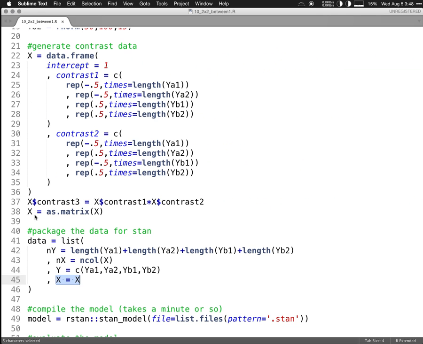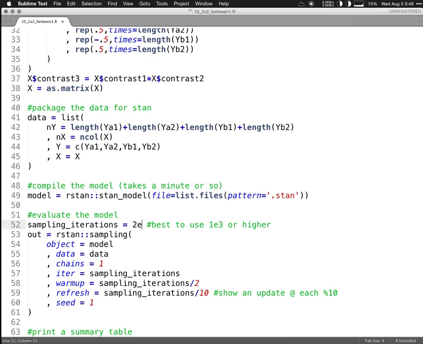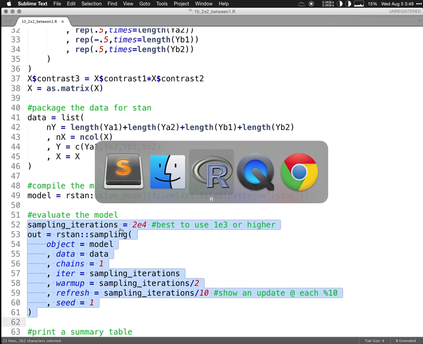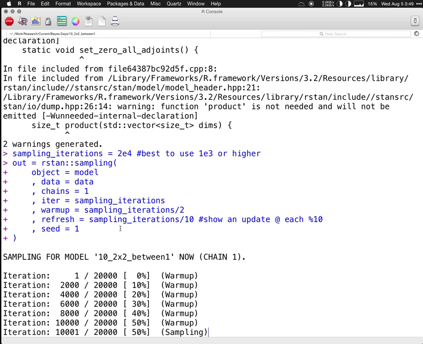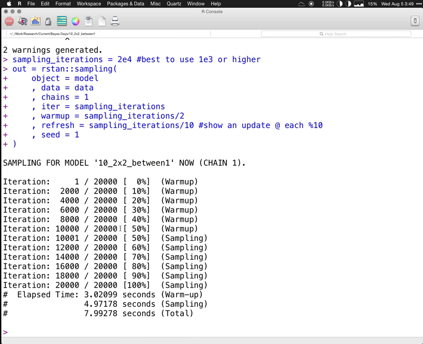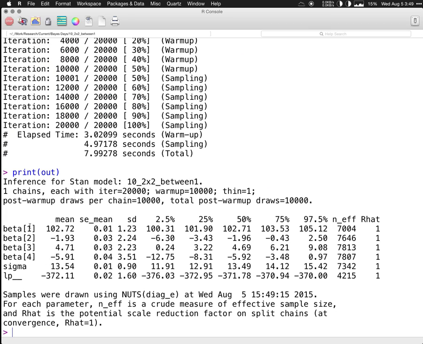So if we go back to the R, that will go through. So now we'll have beta 1, which is the intercept, beta 2, which is the main effect of A versus B, beta 3, which is the main effect of 1 versus 2, and beta 4, which reflects the interaction.